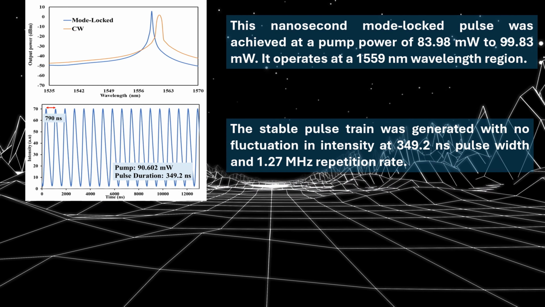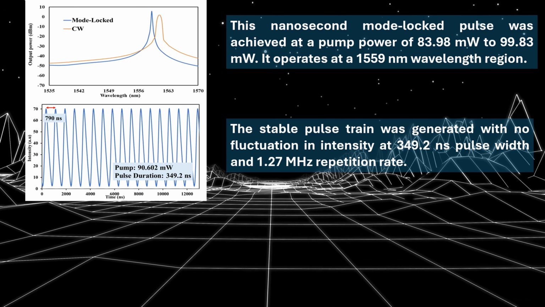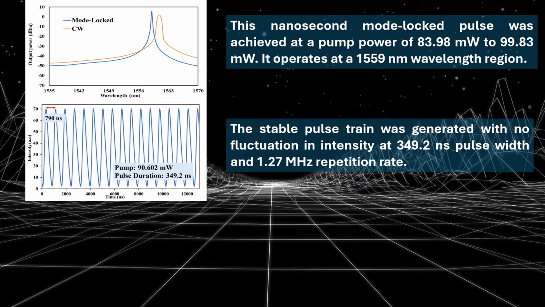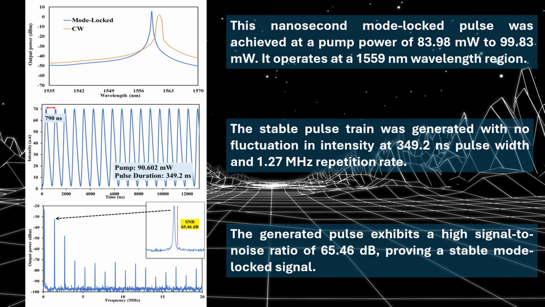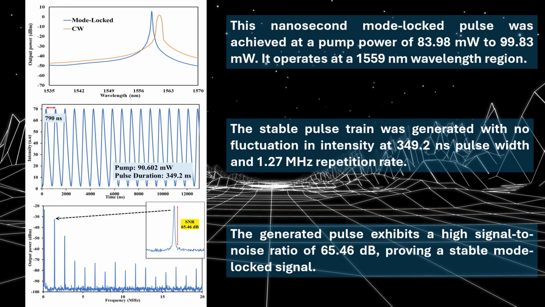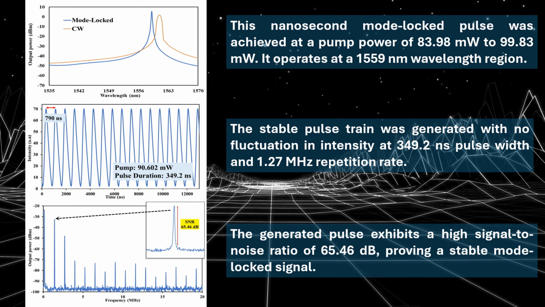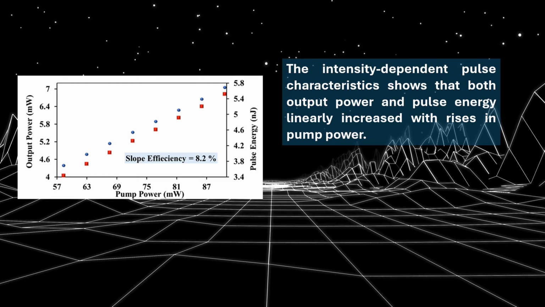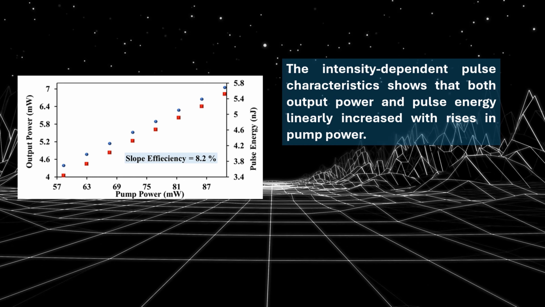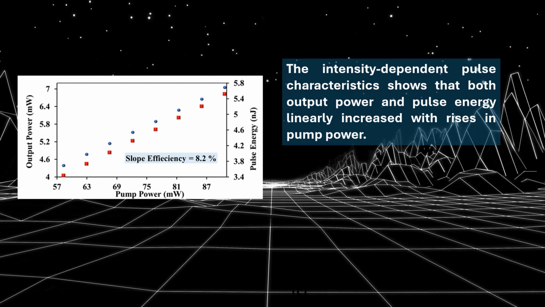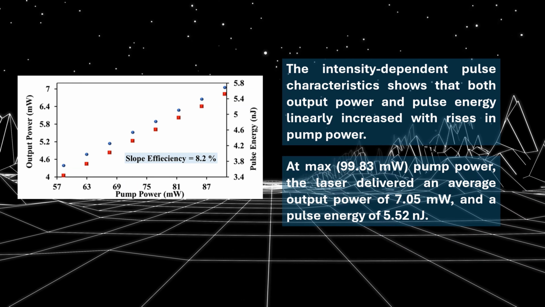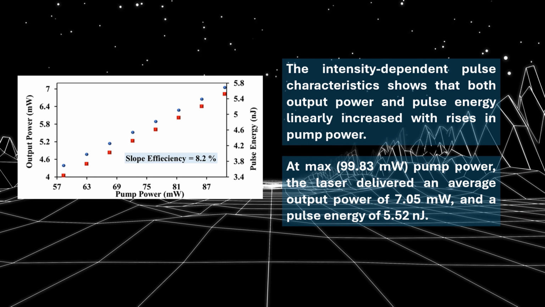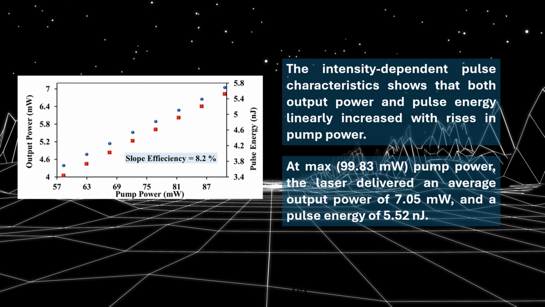A stable pulse train was generated with no fluctuation in intensity at a 349.2 nanosecond pulse width and 1.27 MHz repetition rate. The generated pulse exhibits a high signal-to-noise ratio of 65.46 dB, proving a stable mode-locked signal. The intensity-dependent pulse characteristics show that both output power and pulse energy linearly increased with rises in pump power. At max pump power, the laser delivered an average output power of 7.05 mW and a pulse energy of 5.52 nanojoule.